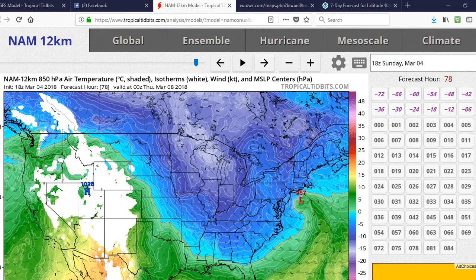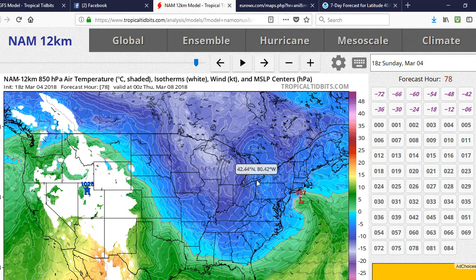Now in the NAM, I won't show it because we're already at 22 minutes here and we got to wrap this up. The high is slightly stronger, and so I think that because this high is slightly stronger, this cold air is pushed further to the south and east. So those are all my thoughts about the synoptic setup.